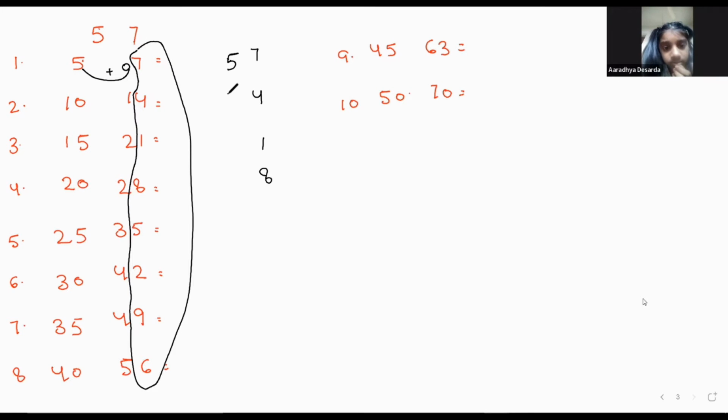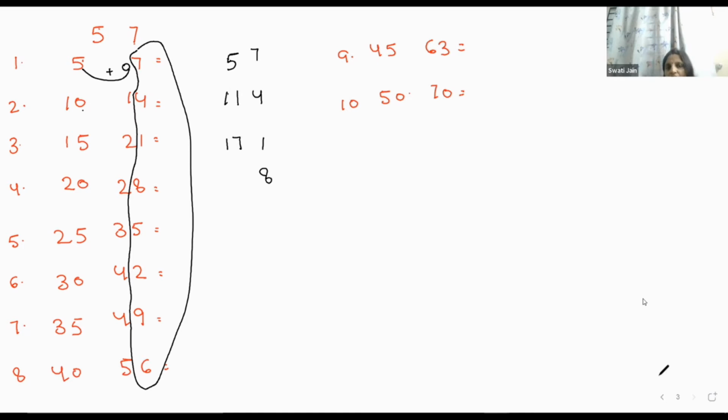10 plus 1, 11. Yes, next. 15 plus 2, 17. Very good. And okay, Yasini, beta, now tell me what will come here. 22. Next number, beta, next number. 25 plus 3, 28.